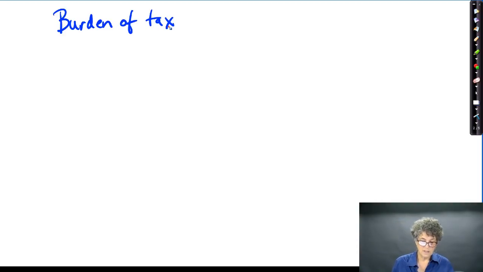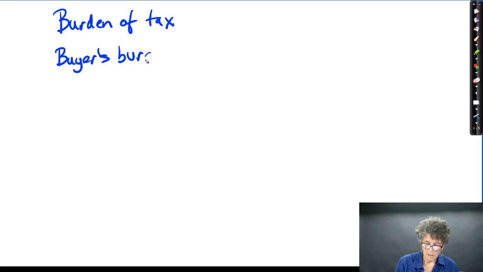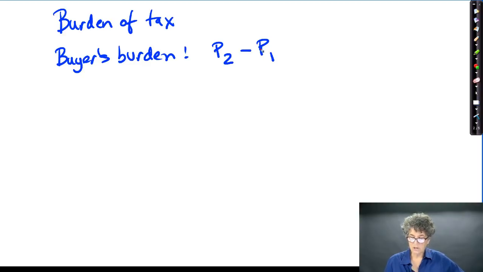So the way that we find the burden of the tax, the buyer's burden is measured by the change in price. So it went up to P2. It was originally P1. So it's the change in the price paid by the buyer. And we're going to express that as a percentage of the tax T.